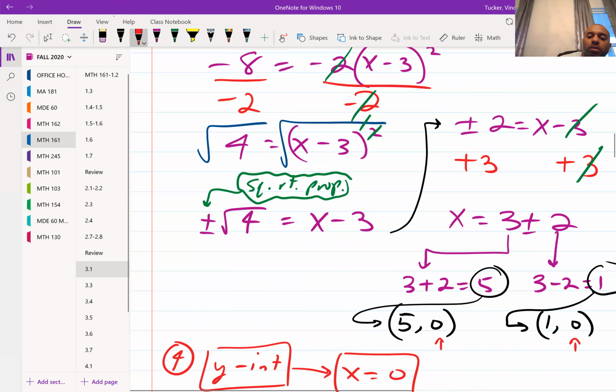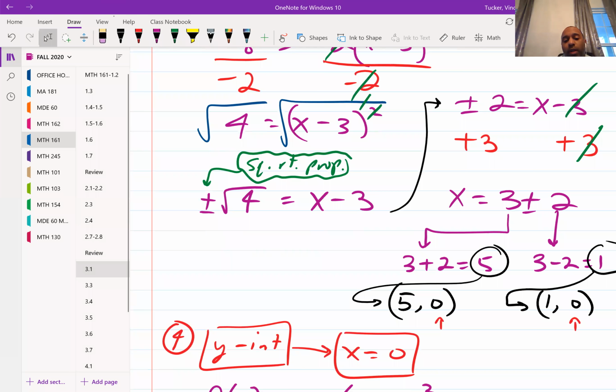All right. Questions before we look at finding the Y-intercept? So to find your X-intercept, you let y be equal to 0. Now to find your Y-intercept, you let x be equal to 0.